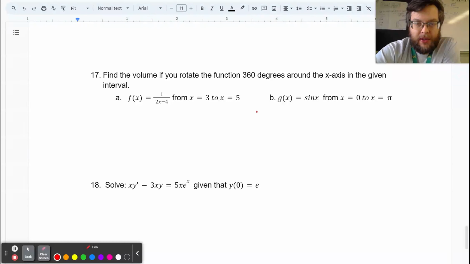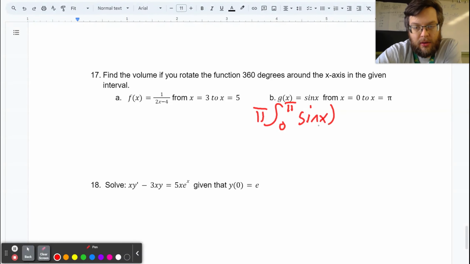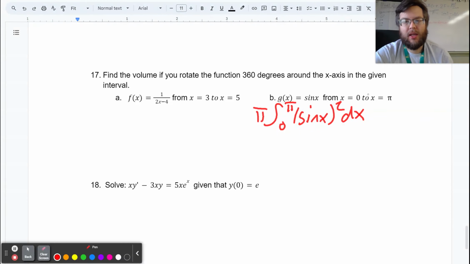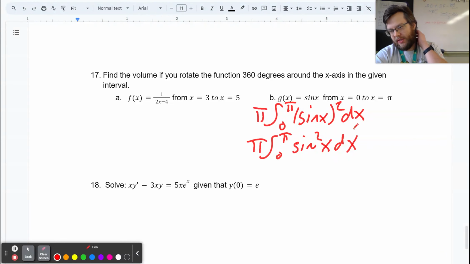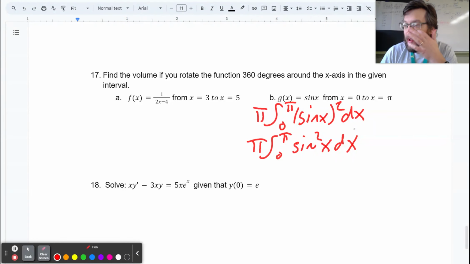Part B, very similar. Pi r squared times the height. Then if I look at sine squared of x, it's not easy to solve that one directly. And so what you can do instead is use your double angle formulas. And I always just suggest you look them up. I, for some reason, can't remember them.